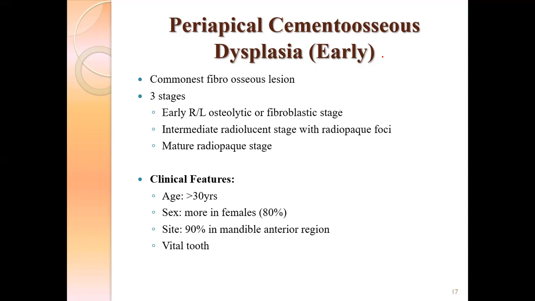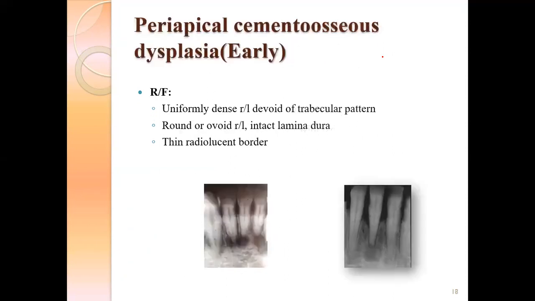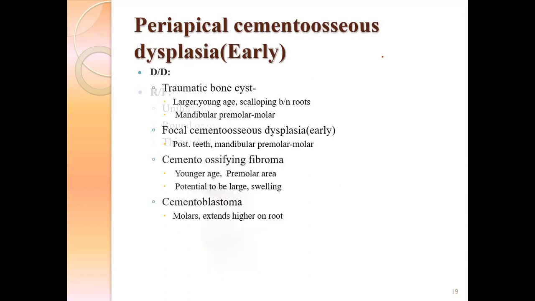For the early stage, the clinical feature will be age more than 30 years, and it is usually seen in females, black females, and also in the mandibular anterior region. And for the differentiating feature, the tooth will be always vital. The radiographic feature is a uniformly dense radiolucent area, and in the later stages, it may contain a well-defined border. Differential diagnosis is traumatic bone cyst. In this case also, the tooth will be vital, but the lesion will be very large in size.